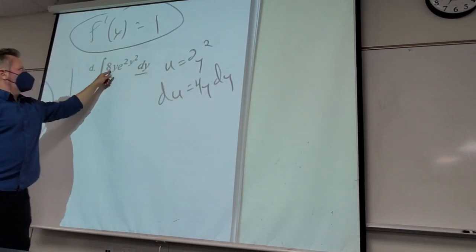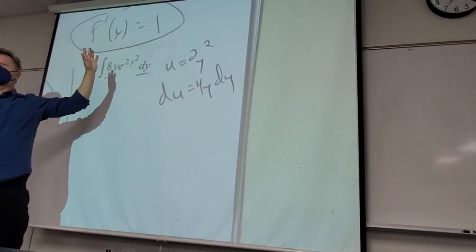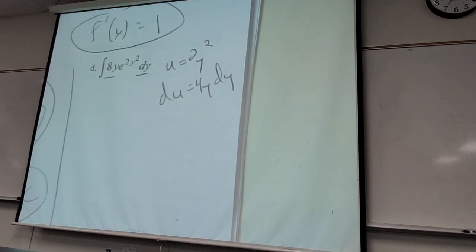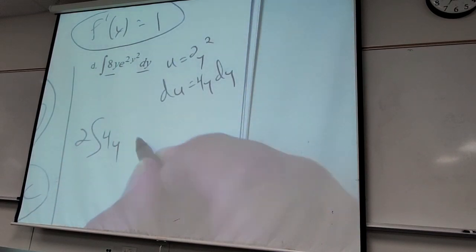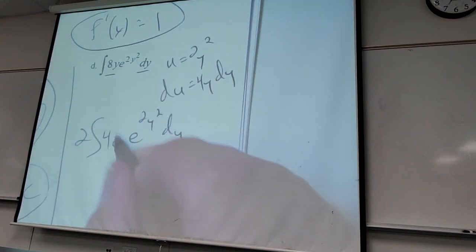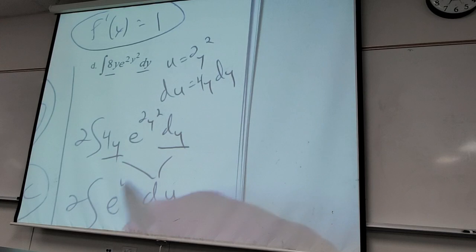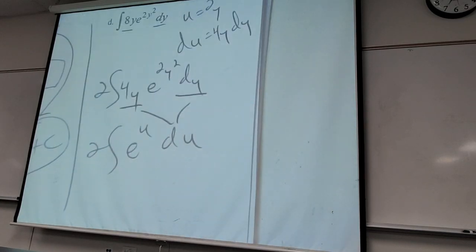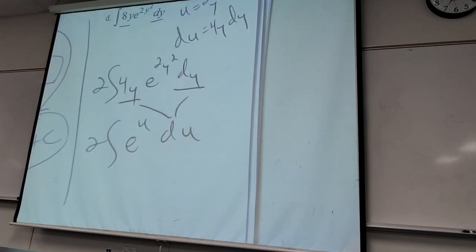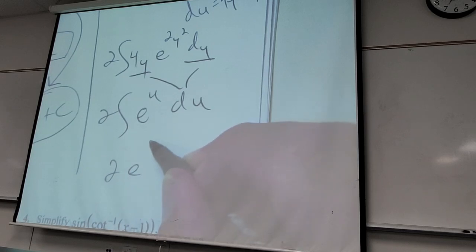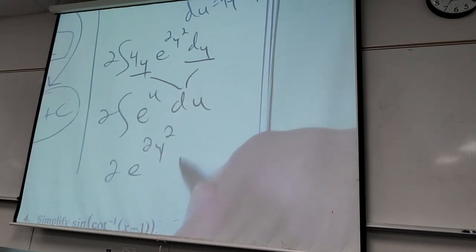I want 4y, I got 8y. I'm just going to take a factor of 2 out, and then I got exactly what it needs, right? So if I just take a factor of 2 out, now I got a 4y. Here's 4y dy. Well, that's du. And here's e to the stuff. Well, that's e to the u. So that's more of a construction approach. You construct what you need. And then what's the integral of e to the u? E to the u. And what was u? It was 2y squared plus t.